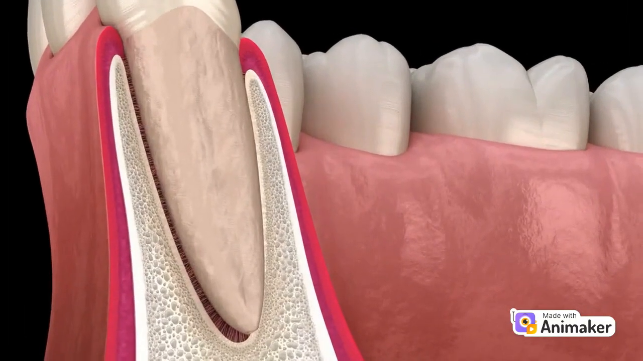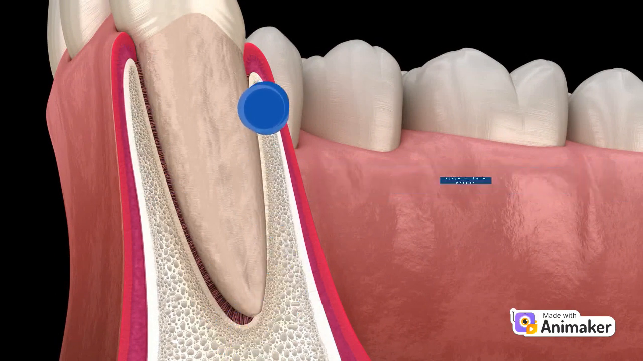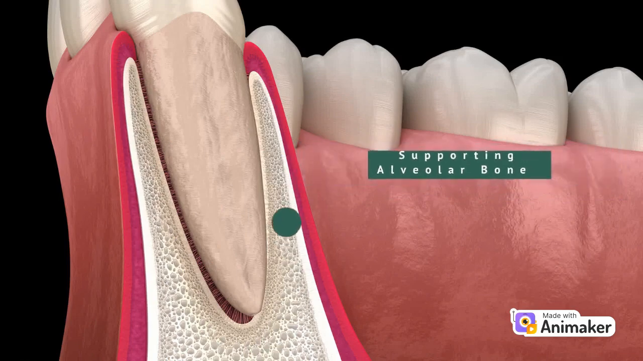I am about to discuss the structures of the alveolar bone. The alveolar bone can be distinguished into two parts. The alveolar bone proper, which forms the socket of the tooth, and the supporting alveolar bone that forms the structure around the alveolar bone proper.